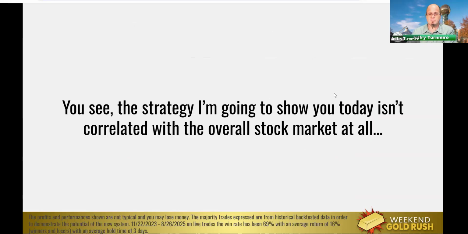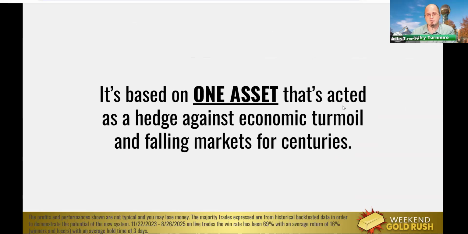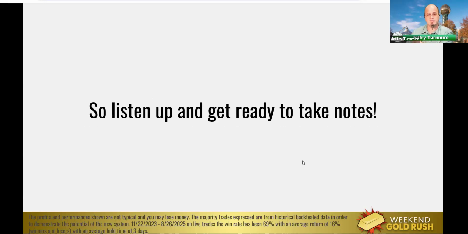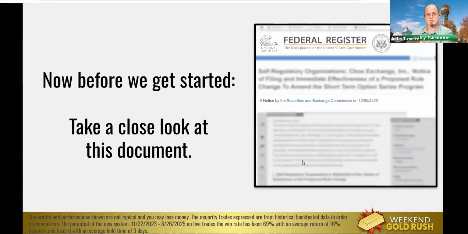You see, the strategy I'm going to show you today isn't correlated with the overall stock market. It's all based on one asset. It's been a hedge against economic turmoil in the markets for centuries. So far this year, it's been outperforming the S&P, the NASDAQ, the Russell, even Bitcoin, if you can believe it. So take some notes.